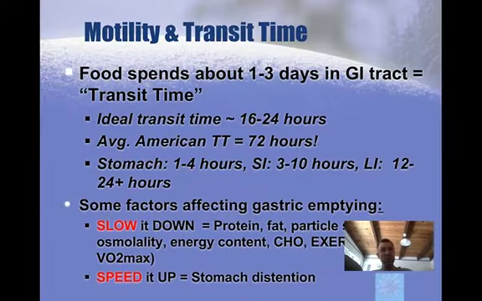So the average American transit time is ridiculous. It's horrible. 72 hours is painfully long, and there's no pun intended there. It is painful and it is long. So, if we look at the different components of our digestive tract: stomach, depending on what we ate; small intestine, that's about that many hours; large intestine, depending on, again, what's in it, 12 to 24 hours. Could be a long time.